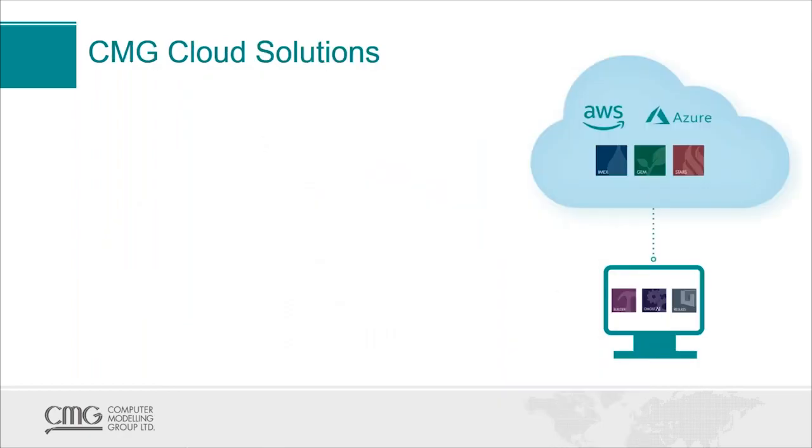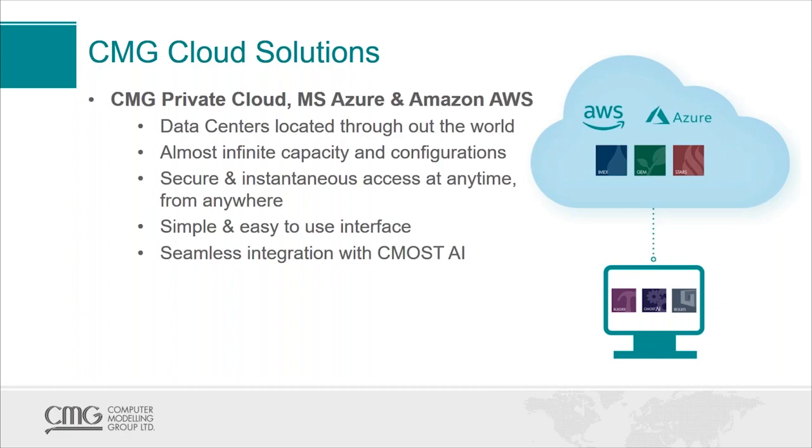So at CMG, we've been focused on offering cloud or some sort of cloud for quite a few years now, beginning with our own hardware and our own data center that we've offered for the past 8 or 9 years. In the last couple of years, we partnered up with a few other cloud providers in the industry, namely MS Azure and Amazon AWS. We partner with these providers to leverage their vast network of data centers.